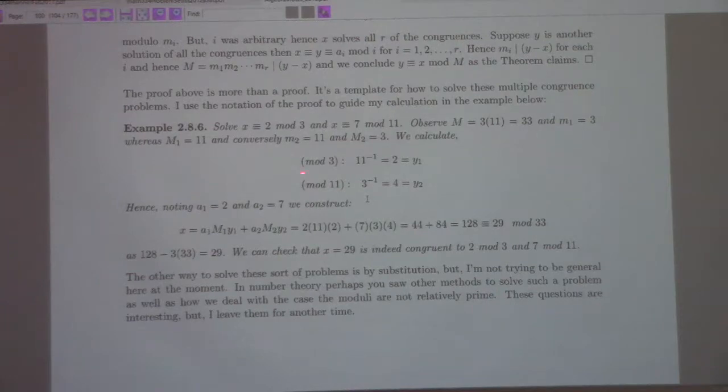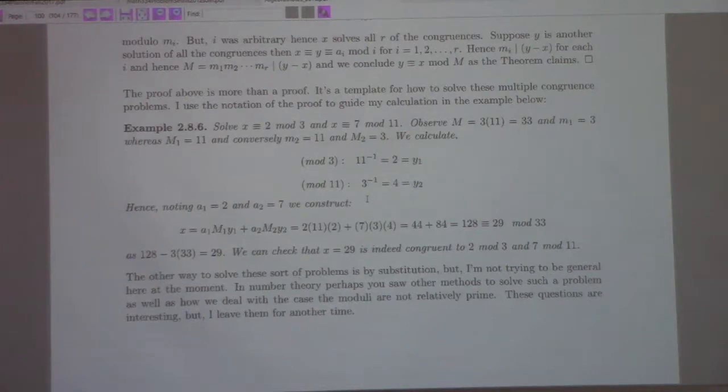So if we look at the 11, let's see here. So 11 inverse is equal to 2. That's my y1. That's my y2. I build it together as I just described, and we get 128, which is 29 mod 33. And you can check that 29 is in fact congruent to 2 mod 3 and congruent to 7 mod 11.